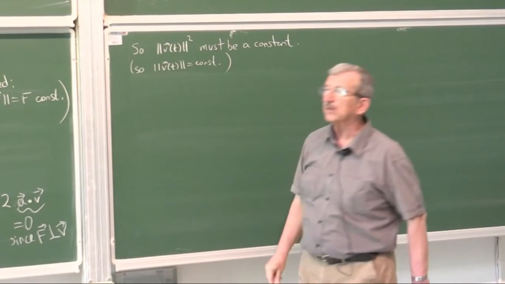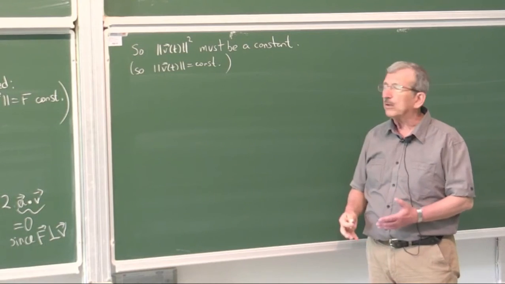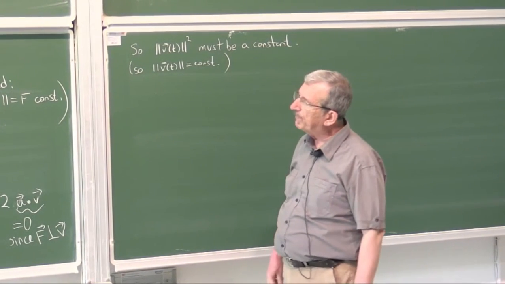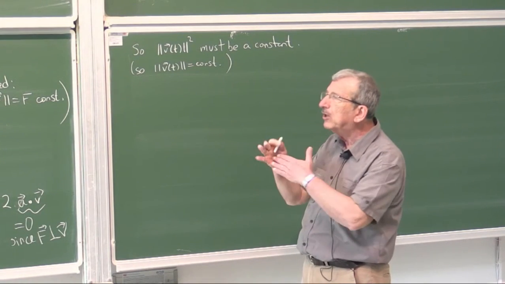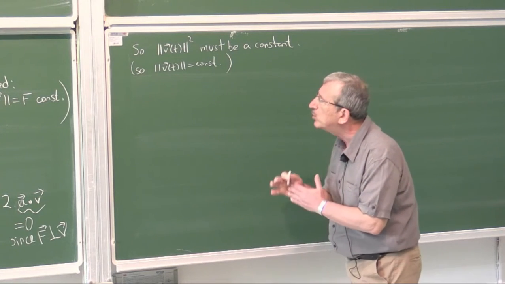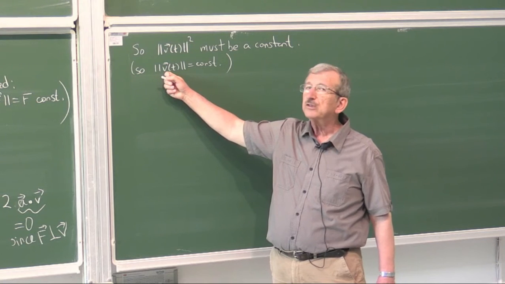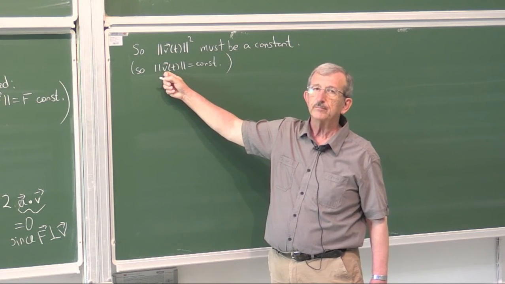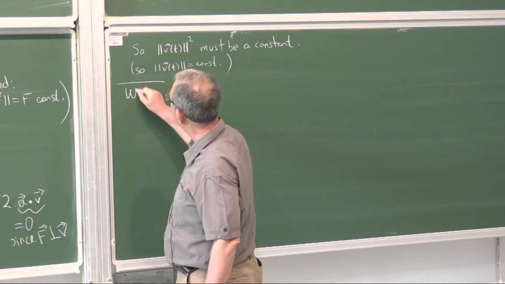So the length of the velocity is a constant. Well, what do we conclude from here? Well, we conclude that if you have a centripetal force, that is a force perpendicular all the time to the trajectory of motion, then its velocity does not increase nor decrease. It's constant.